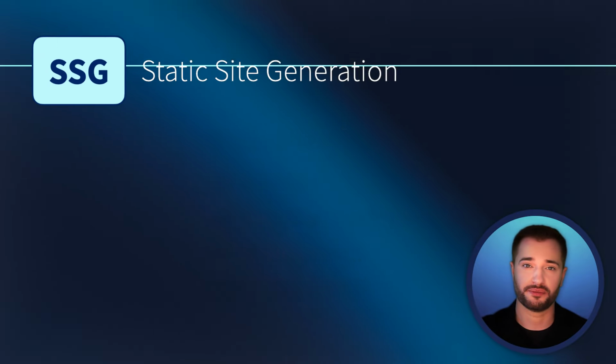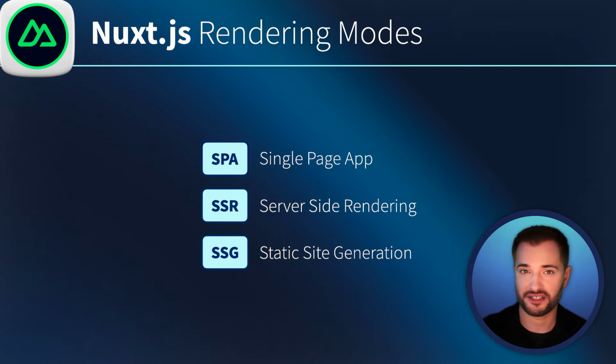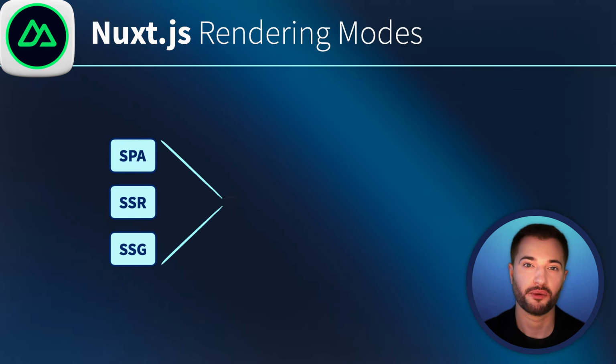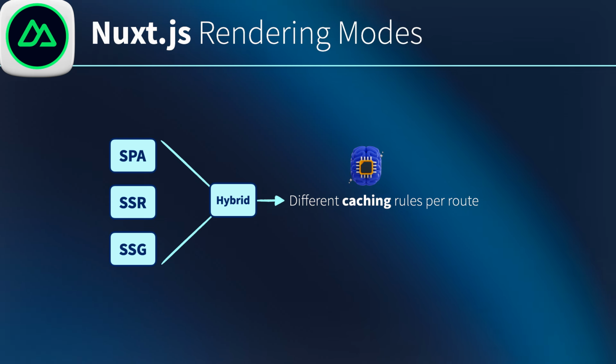Looking at these different rendering modes, you might be thinking, well, within my app, some pages would work really well as an SPA, but some would work well as SSR or SSG. Fortunately, with Nuxt, we can achieve a hybrid approach and use a mix and match of different rendering modes. With these hybrid rendering modes, each may have a different caching rule per route.